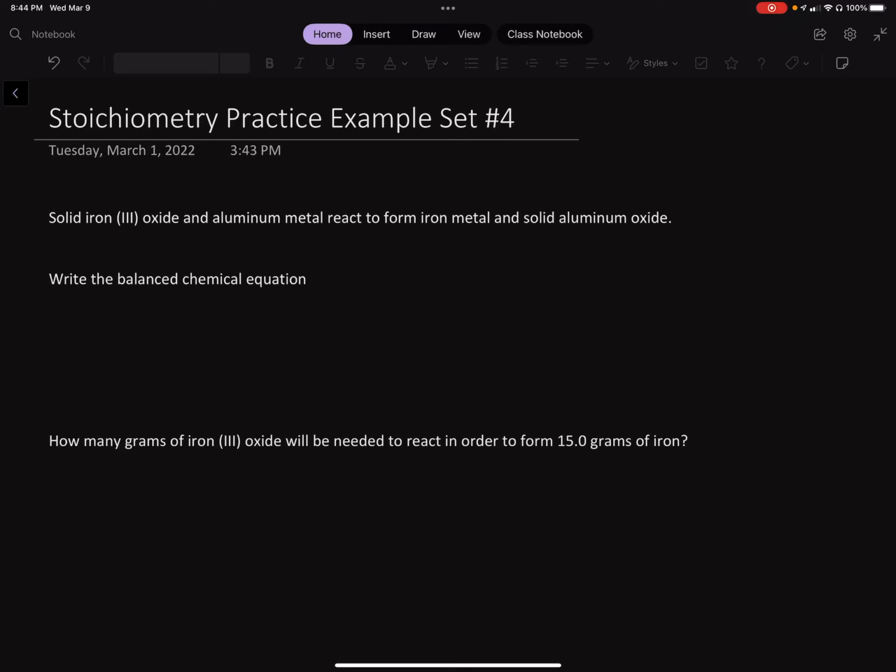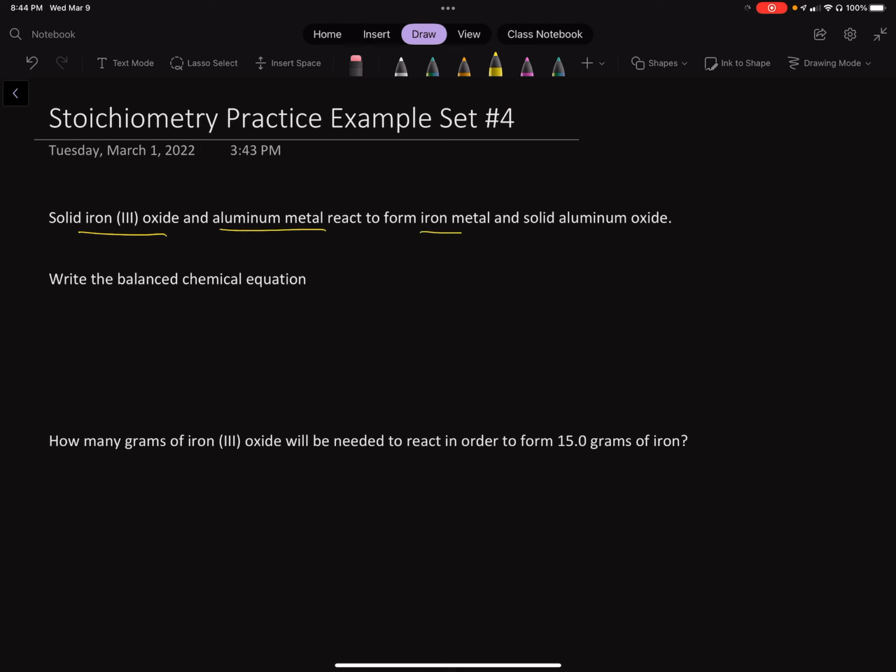In this video, we're going to do another set of problems where we get to practice stoichiometry. This is set number 4. So this question says solid iron 3 oxide and aluminum metal react to form iron metal and solid aluminum oxide.